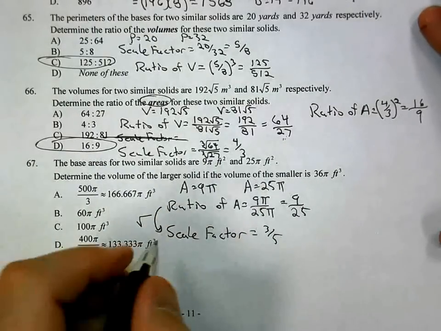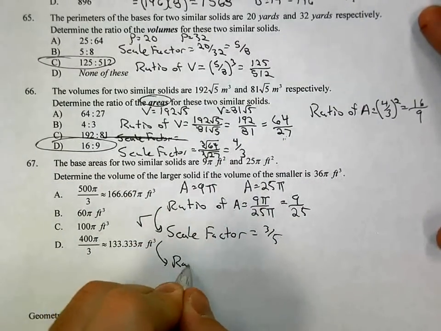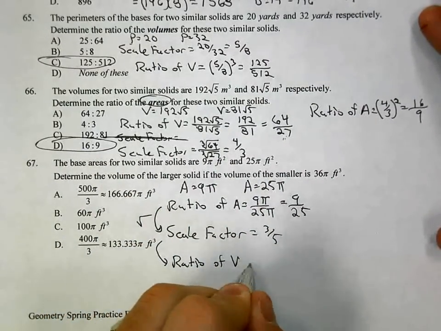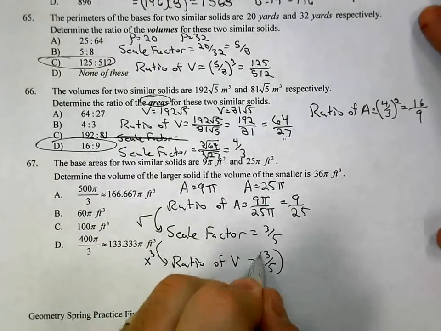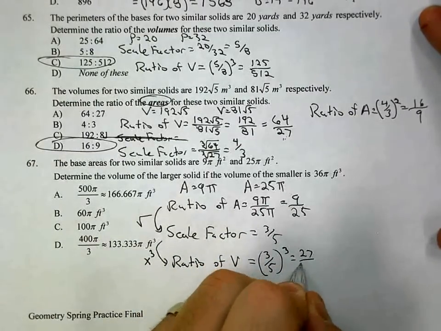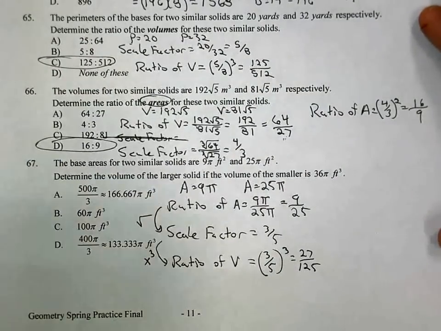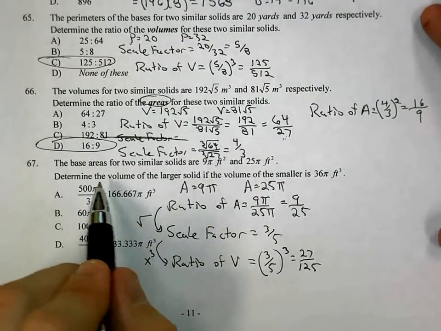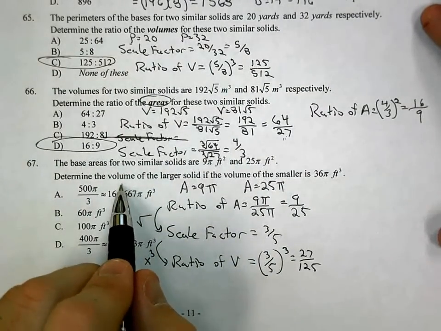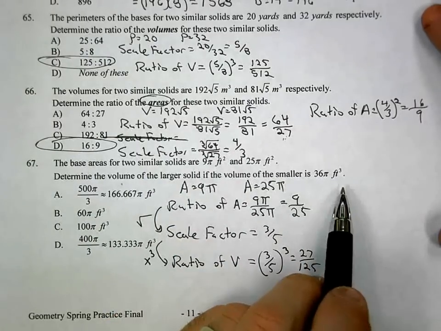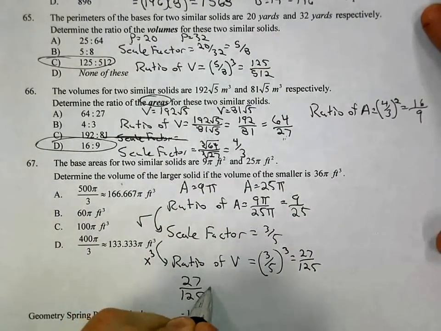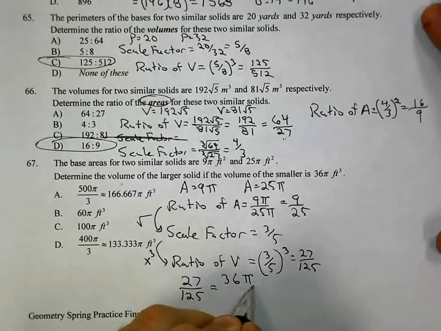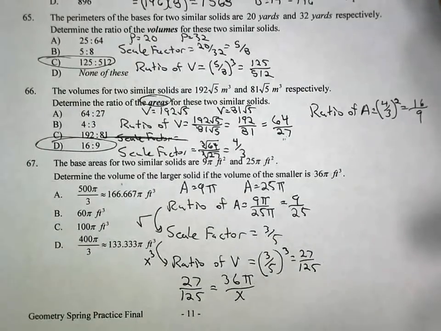And now I'm going to go to the ratio of the volumes, which means I'm going to cube it, which becomes 27 over 125. Now, that's the ratio. I'm not looking for a ratio, I'm looking for the volume. So the volume of the larger solid if the volume of the smaller is 36 pi. That's going to let me say 27 over 125 equals 36 pi over x. Because the ratio will hold, so I can use this proportion to help me solve.